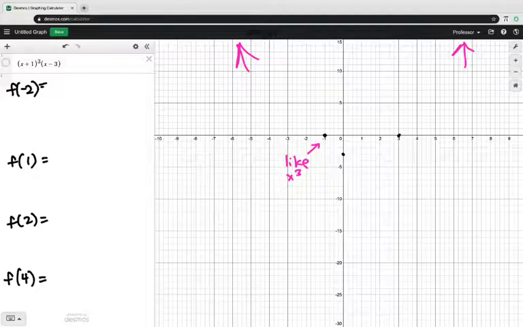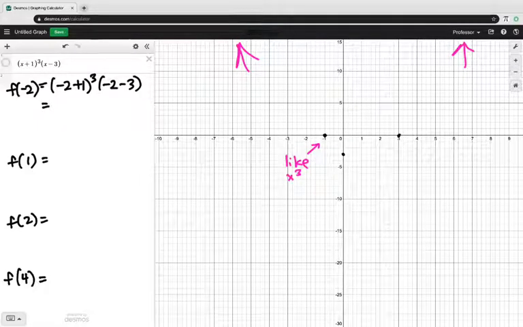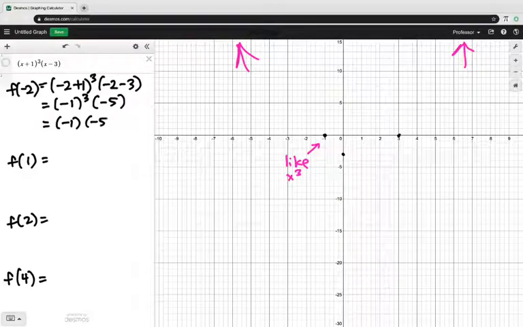Okay, so f of -2, we're going to plug in -2 for x. Okay, so that gives me (-1) cubed times -5. So that's -1 times -5, which is 5. Oops. Attacked by a kitten in the middle of a graph. All right, so I'm going to plot the point -2, 5. All right, and again, you can keep doing that with all of these points.